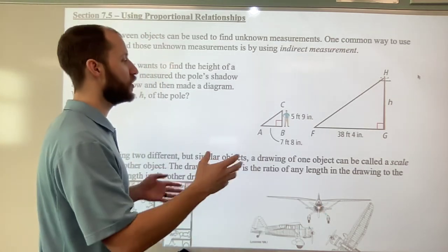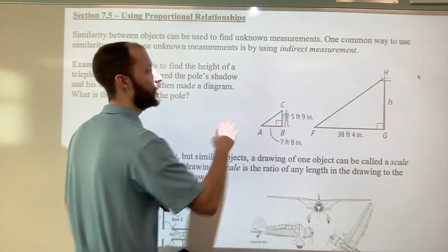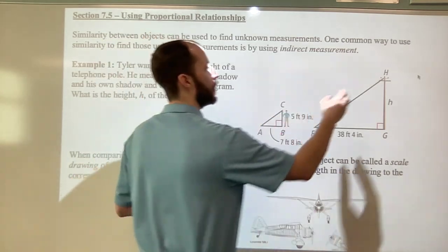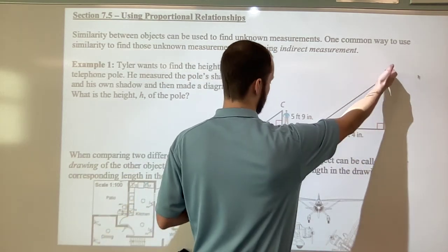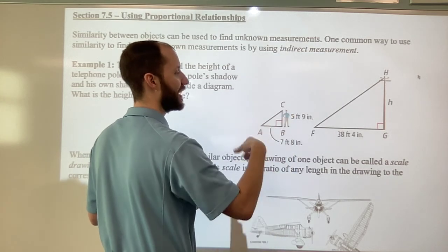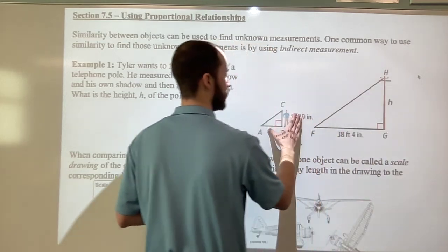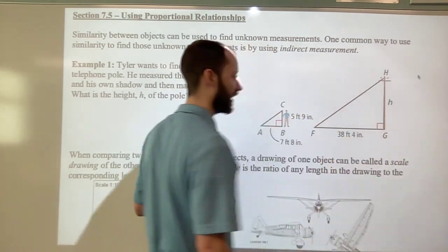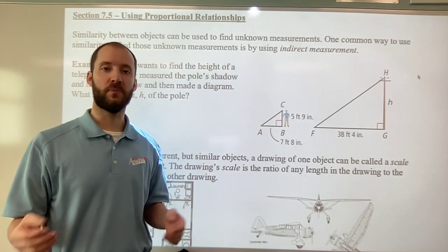So we're going to use the ratio in triangle ABC to figure out what h is in triangle FGH. So using this ratio to indirectly measure h and apply this ratio to this triangle. So we're going to want to set up a proportion between the two.